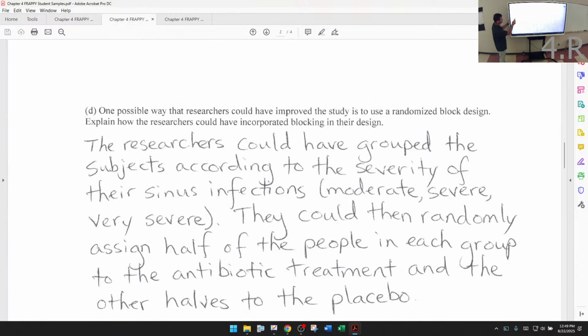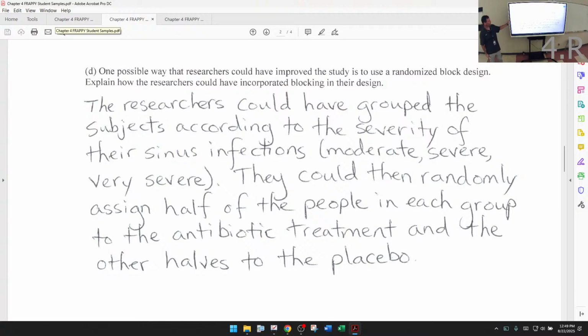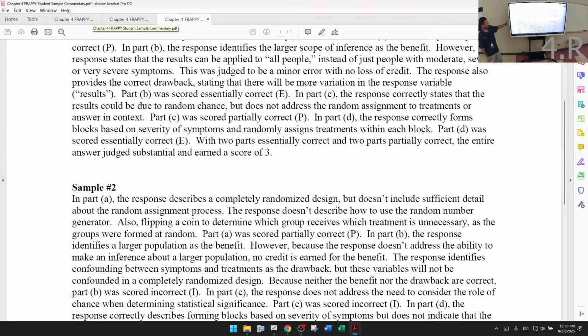D. The researchers could have grouped the subjects according to the severity of their sinus infections: moderate, severe, very severe. They could then randomly assign half the people in each group to the antibiotic treatment and the other half to the placebo. Part D, the response correctly forms blocks based on the severity of problems. Part D was scored an E. Even though they didn't say compare or anything else, they did it by group, and then they randomly assigned within the group, and that's really all you needed. Okay?